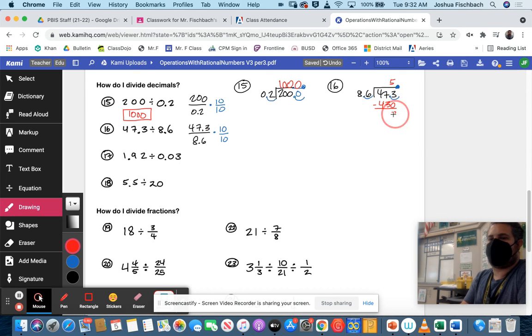3 take away 0 is 3. 7 take away 3 is 4, and 4 take away 4 is 0. So there's 43 remaining. You're then going to add a 0 and bring down. And ask yourself, how many times does 86 go into the 430? Well, we already figured out that 86 times 5 is 430, so that must be a 5 again. 86 times 5 is exactly 430, and there's nothing left over. So what is the correct answer here? 5.5. This is the basics for how to divide by decimals.